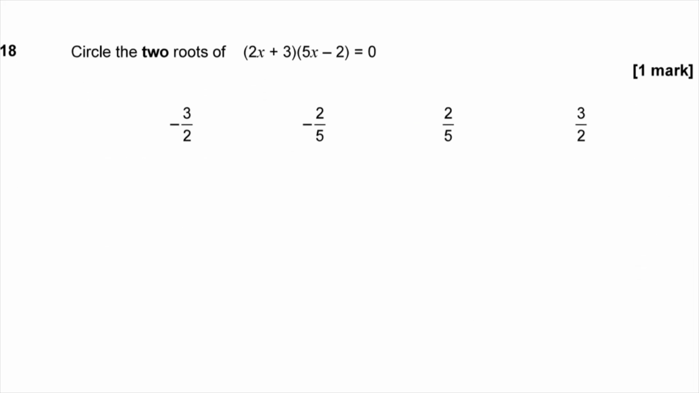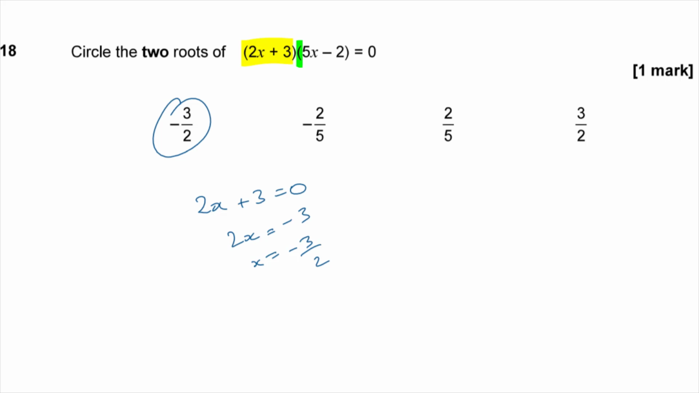Okay, question 18. Circle the two roots of 2x plus 3 times 5x minus 2 is equal to 0. Well, you get the roots when the equation is equal to 0, and those two things multiplied together gives you 0. Must mean one or other of them was 0 to start with. So either this first bracket here is equal to 0. So maybe 2x plus 3 is equal to 0, which means that 2x is minus 3, which means that x is minus 3 over 2. So that one there is a root.